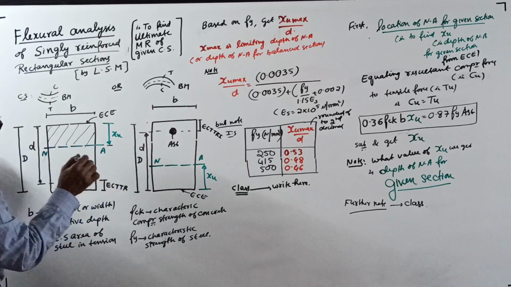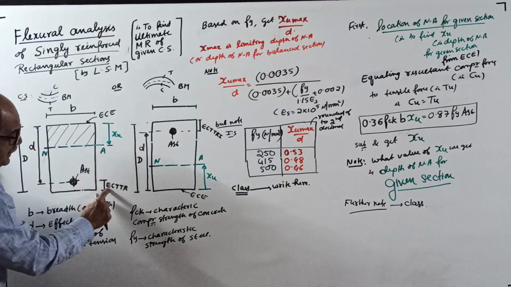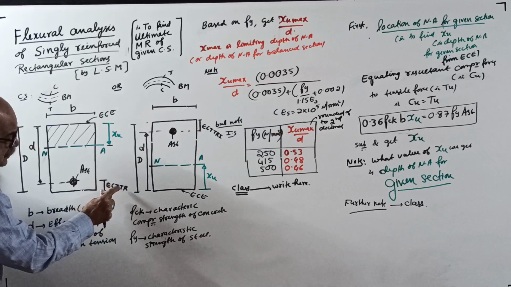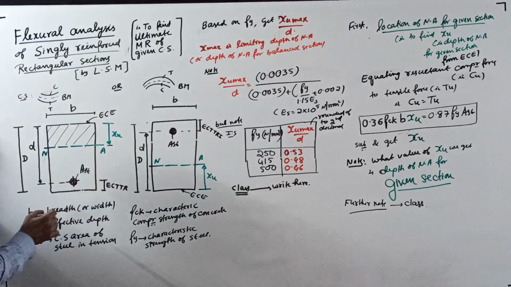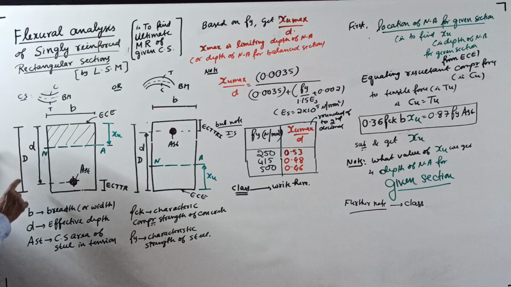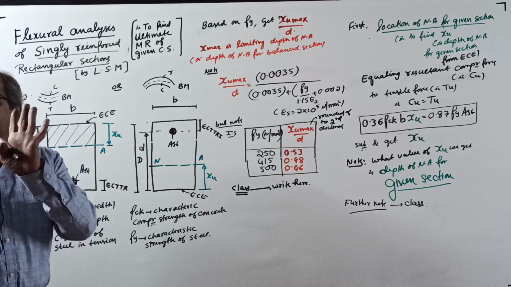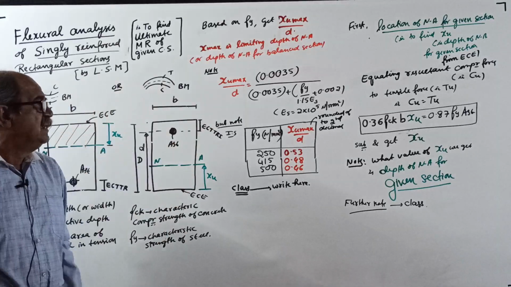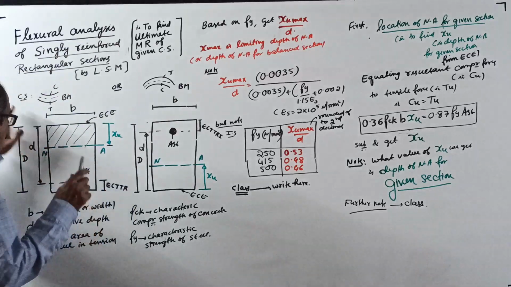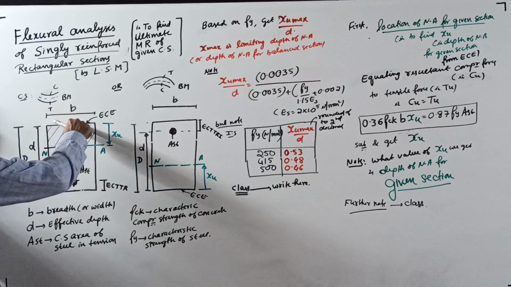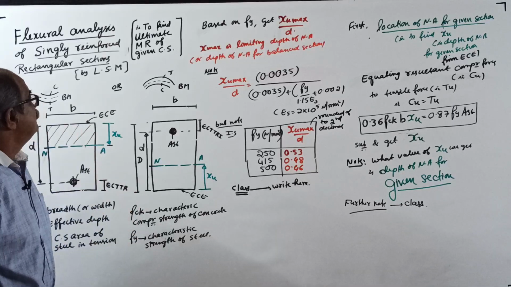Now, also mark the centroid of the Ast from the extreme tension edge; don't put it like that. It is the effective cover to tension reinforcement. Now write d equal to overall depth D minus effective cover to tension reinforcement. In case clear cover is given, we will discuss later. Sometimes bars can be given in 2 rows; when I do examples, I will explain it. So d is the distance from the extreme compression edge to the centroid of tension steel. That much you remember. Over.